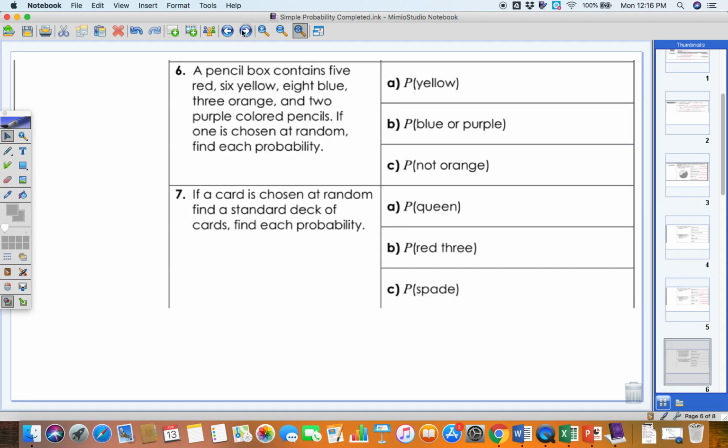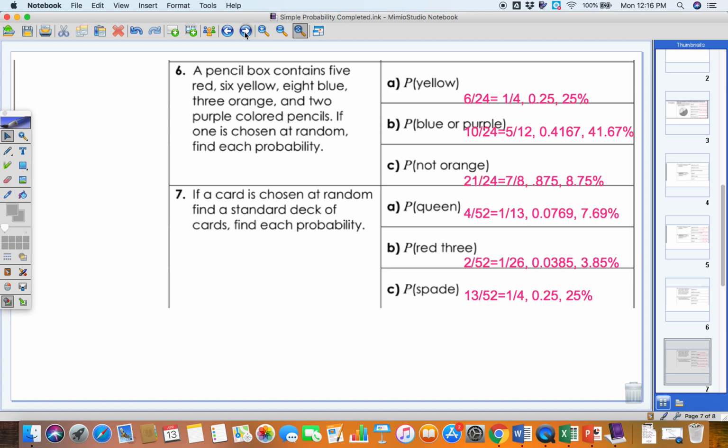So now we have some more examples. Again, pause on this screen and try to do these yourself. We're looking at a pencil box now and a deck of cards. So here, a pencil box contains colored pencils, so the probability that it's yellow. There are 24 possible pencils, and I added those all up to get 24. 6 of them are yellow, so 6 out of 24 reduces to 1 out of 4.